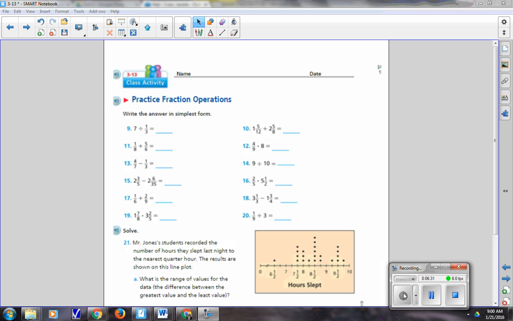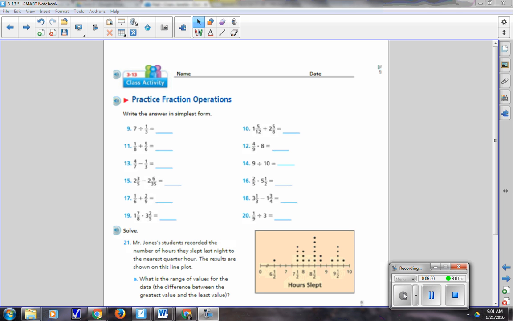So if we look over here, now we're going to practice. I want to do a couple of subtraction, a couple of addition, because I feel like that's been a long time since we've done that. But I also want to do one of the harder multiplication and one of the harder divisions.